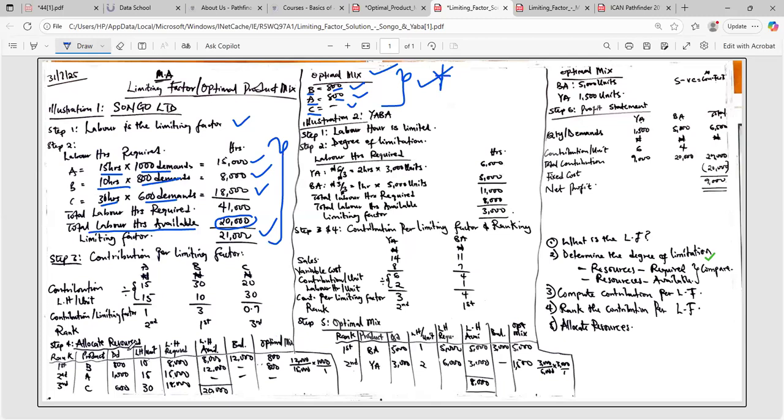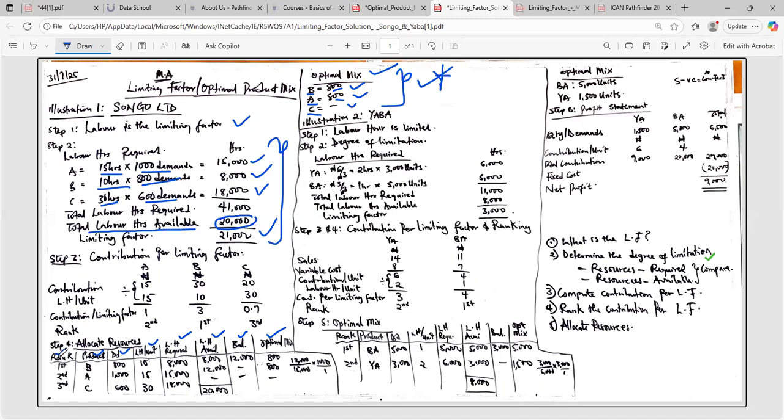So for you to allocate resources, we are going to use a table. The table is rank, product, demand, labor hour per unit, labor hour required, labor hour available, balance, and optimal mix. The labor hour you are seeing here is because in this question, it is labor hour that is our factor. In some other cases, it can be anything. So you just replace it: machine hour, material, whatever it may be.